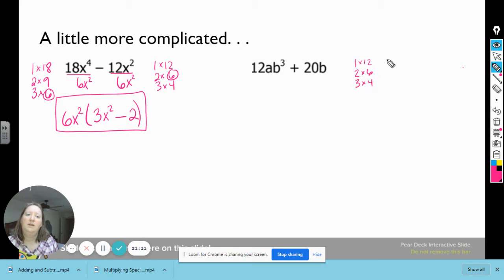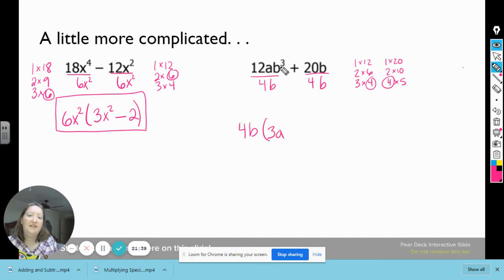Right? And then 20 is like 1 and 20, and 2 and 10, and 4 and 5. So 4 is the biggest number that they both have in common. What about variables? Yep, they both have at least one b. So we can take that out. So 4b, and then 12 divided by 4 gives you 3.